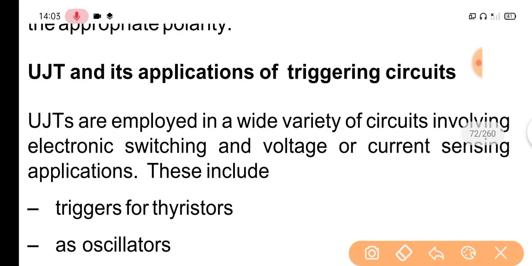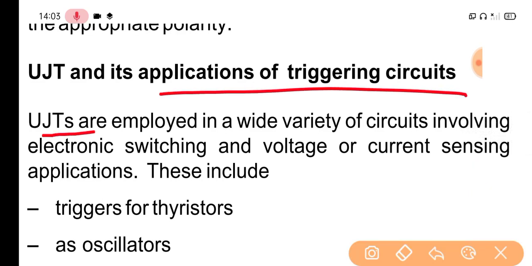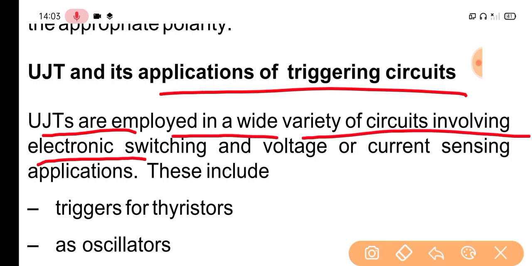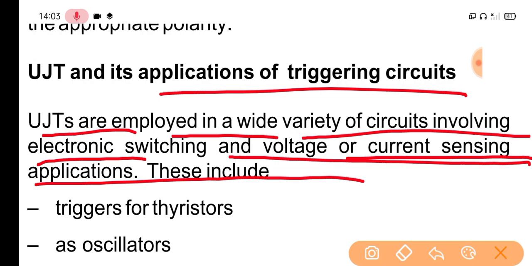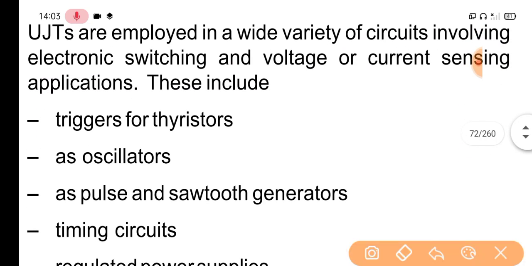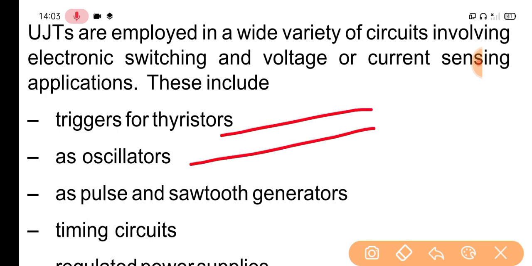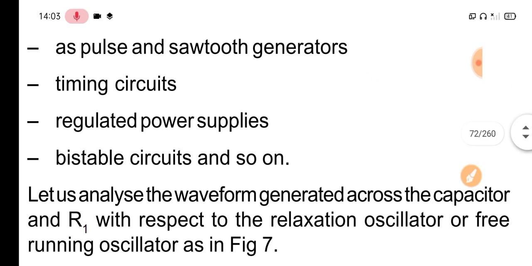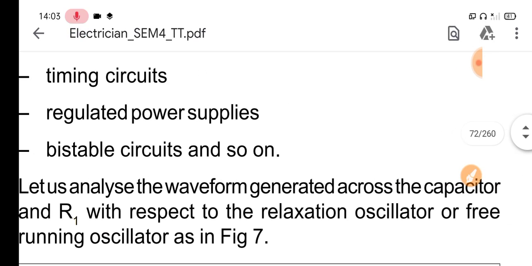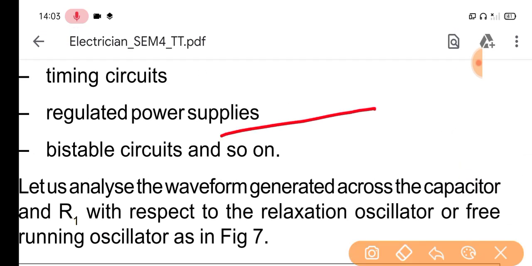UJT and its application in triggering circuits. UJTs are employed in a wide variety of circuits involving electronic switching and voltage or current sensing applications. These include triggers for thyristors, isolators, pulse and sawtooth generators, timing circuits, regulated power supplies, bistable circuits, and so on.